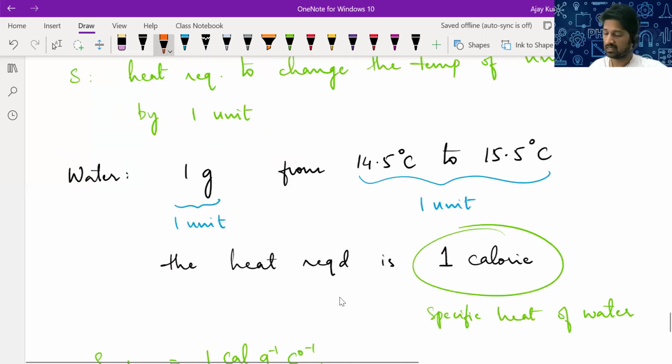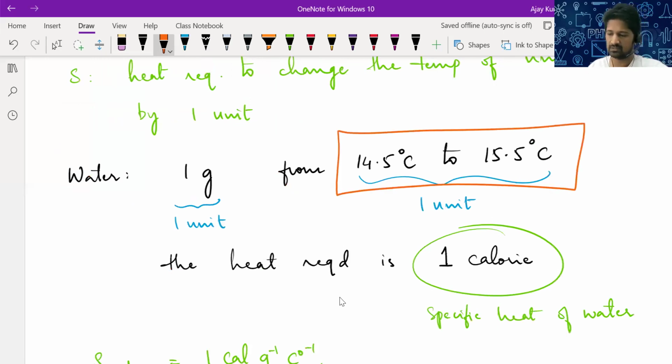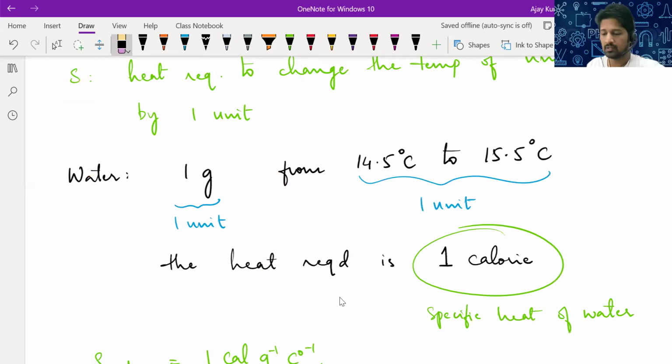That is why calorie was specifically defined for this change in temperature. For other changes in temperature, in reality, even if the change is 1 unit, the amount of heat needed will be slightly different. There may not be a drastic variation, but difference will be there. But as far as your syllabus is concerned, you will assume specific heat is uniform across all temperatures. But specific heat will change based on state of matter.